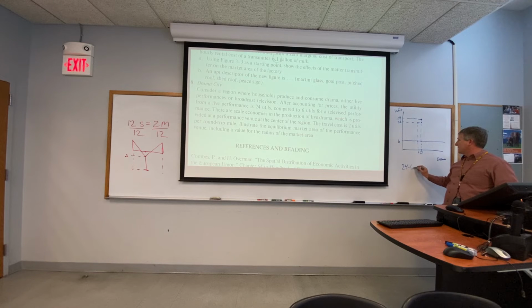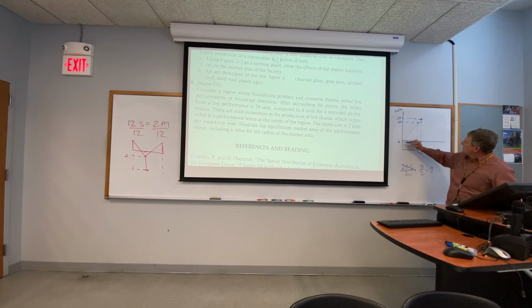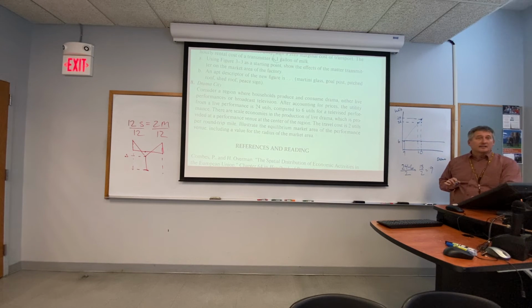24 minus 6, divided by 2. So what do we get? 18 divided by 2 equals 9. So is your answer 9? That's where you're indifferent, at 9 miles. Okay, so we're at 9 miles, so this comes down here to whatever, this is at 9. So your answer's 9? 9 is where you are.